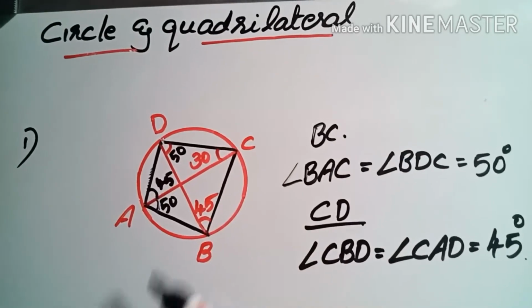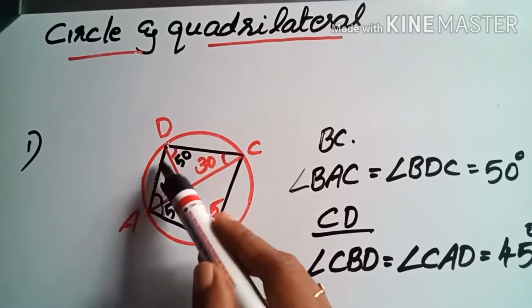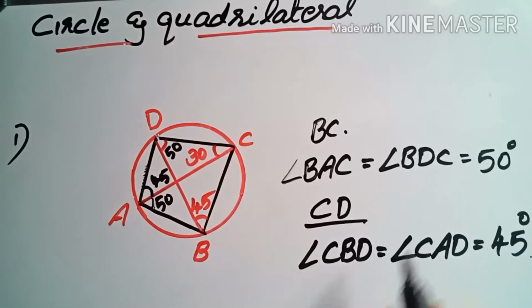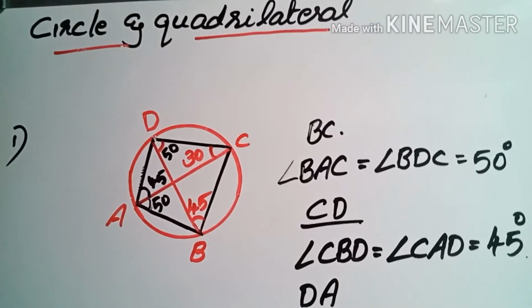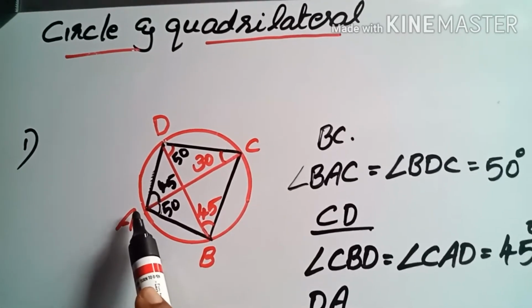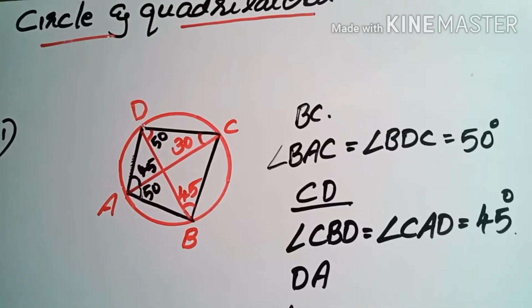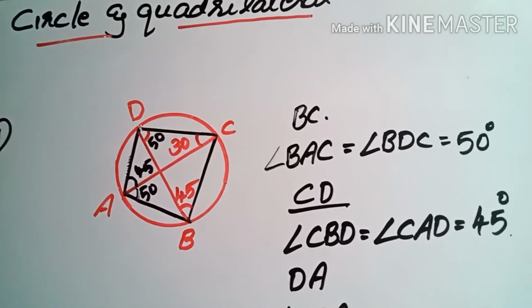Now consider the next chord, chord DA. So here in this chord DA, which are the equal angles? DBA. Okay, DBA. Angle DBA is equal to which angle?